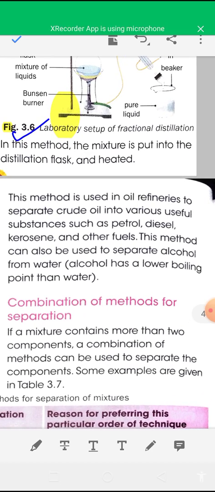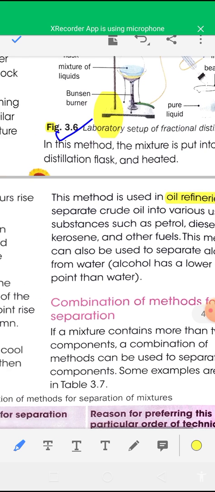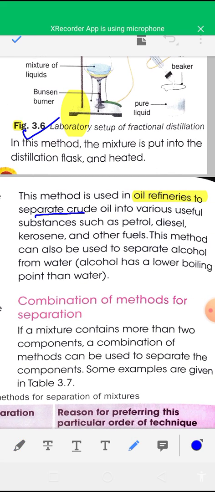And fractional distillation method is used in oil refineries to separate crude oil into various useful substances such as petrol, diesel, kerosene and other fuels. And this method is also used to separate alcohol from water, because alcohol has lower boiling point than water.